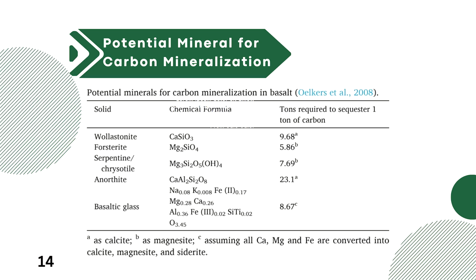Hence, there are a few potential minerals for carbon mineralization that occur in these phases of CO2 injection. There are a few solid types, which are wollastonite, phosphate, serpentines, anorthites, and also basaltic glass that occur in these phases of CO2 injection. In this table, there are also a few chemical formulas that we have attached with the tons required to sequester 1 ton of carbon when CO2 is injected in the basalt formation.